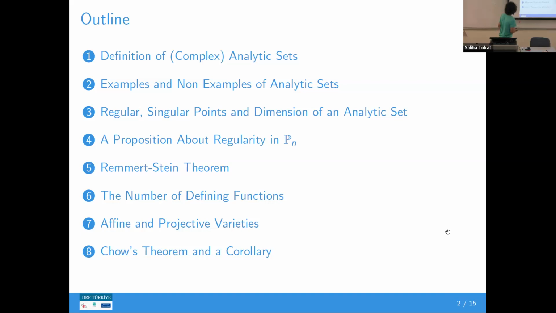Let's start with the outline. I'm going to define analytic sets, then give some examples and non-examples of analytic sets. Then I'm going to talk about fundamental concepts for analytic sets, like regularity, singularity, and so on. And then we will see some propositions which we will use for the proof of Chow's theorem, and this will be our main result.